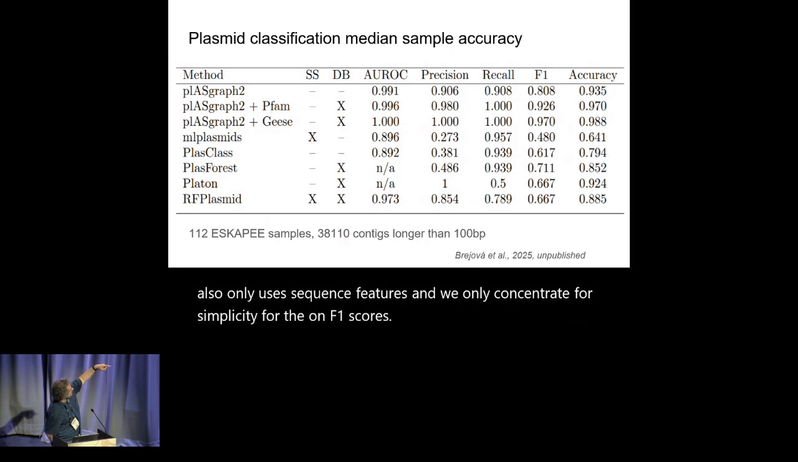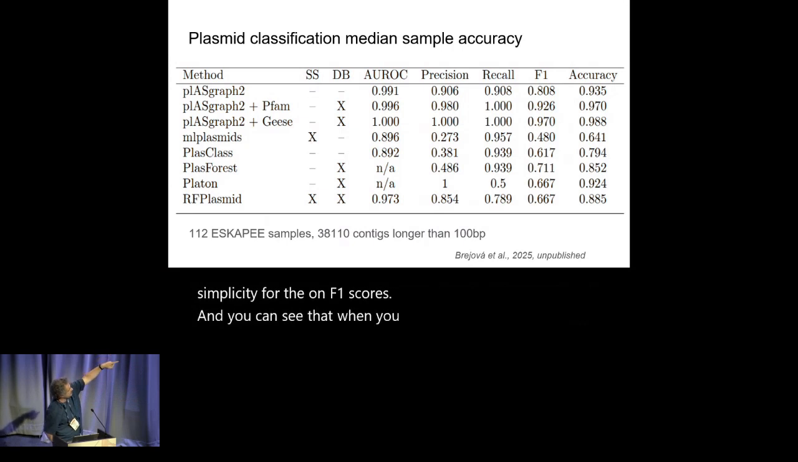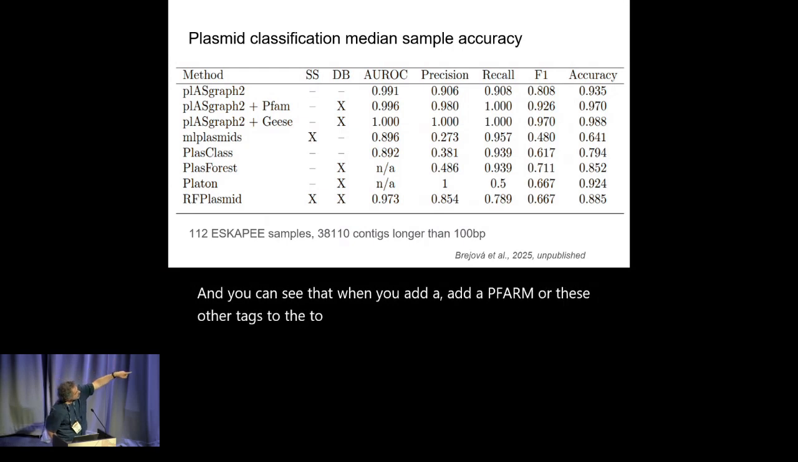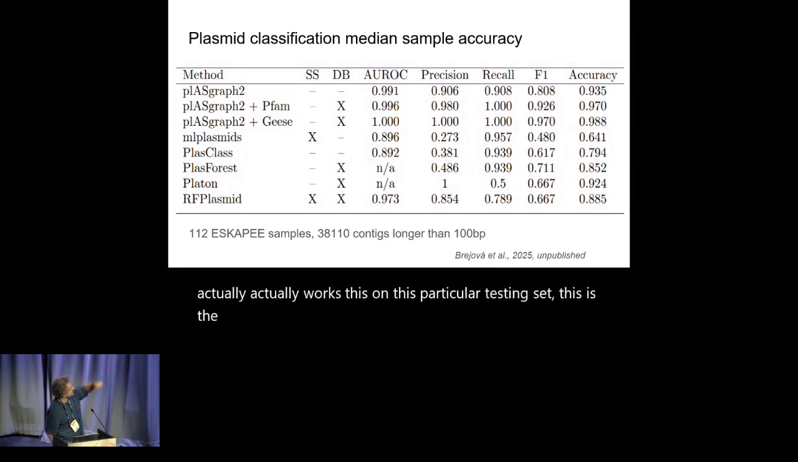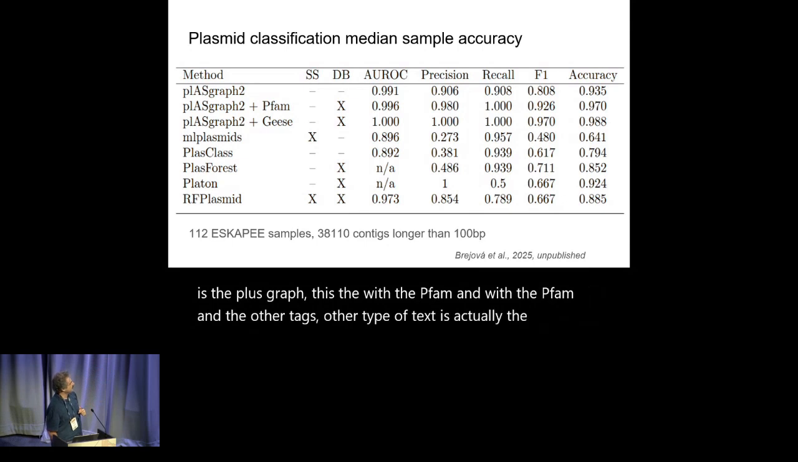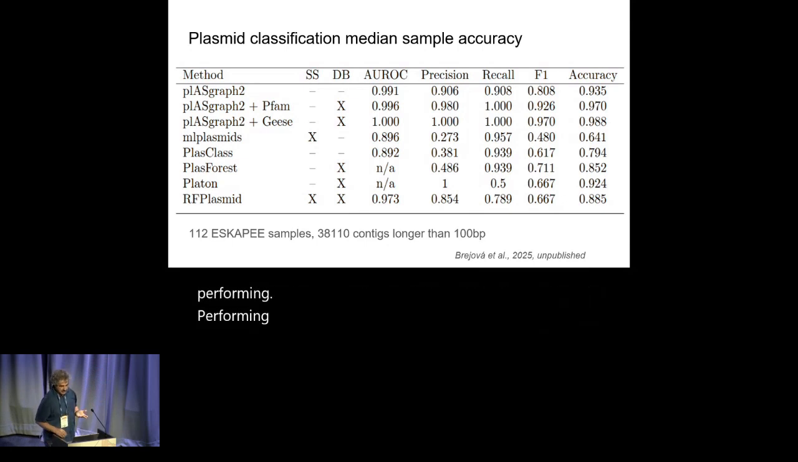And you can see that when you add the PFAM or these other tags to Plasgraph2, you increase the accuracy, the F1 score in the evaluation, significantly. So this actually works. On this particular testing set, Plasgraph with the PFAM and the other types of tags is actually the best performing tool. And I think that's all.